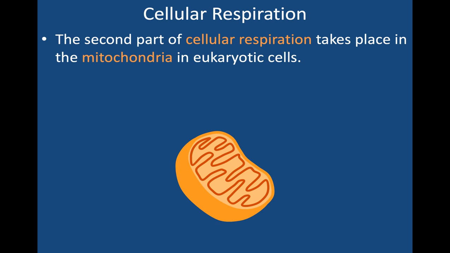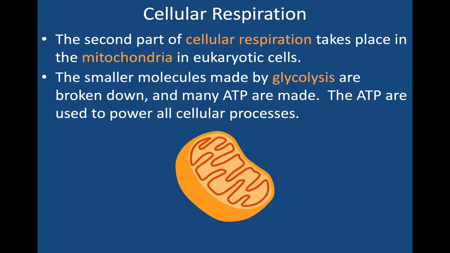The second part of cellular respiration takes place in the mitochondria in our eukaryotic cells. The smaller molecules made by glycolysis are broken down and ATP is made. The ATP is used to power all cell processes.